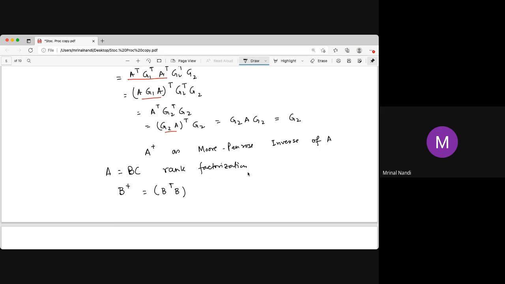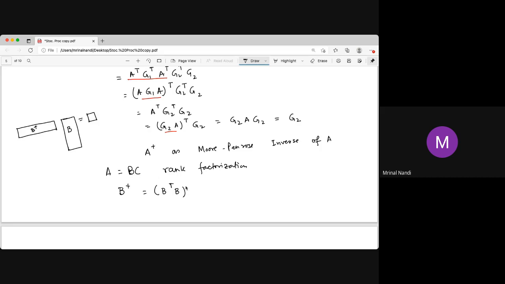Or the other way, what is the rank factorization? B transpose B. No, B is full column rank and C is the full row rank. What is B transpose B? The number of columns may be bigger than that. B is like that. So B transpose B is a smaller square matrix. B is the full column rank, and C is the full row rank.